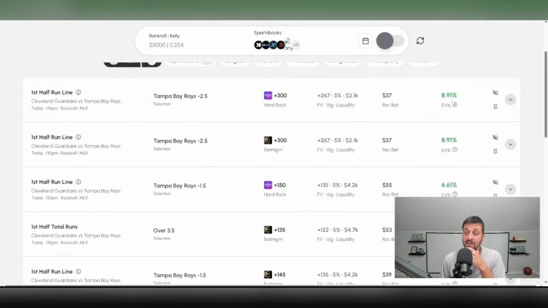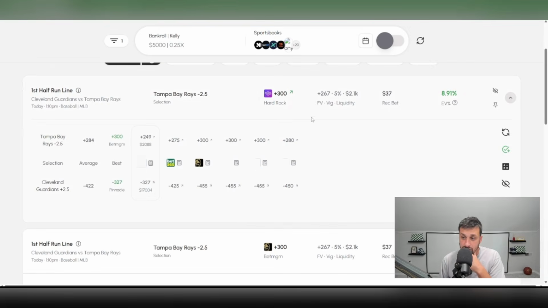A lot of live betting is about patience. It is about picking your spots. You can see here that this wager at plus 300 is plus EV relative to Pinnacle. MGM and Hard Rock both are sitting at plus 300, but some of these other books are also sitting at plus 300.